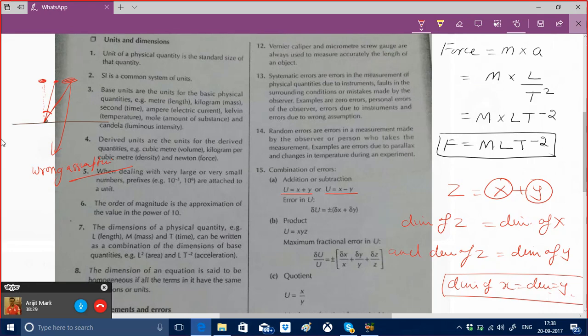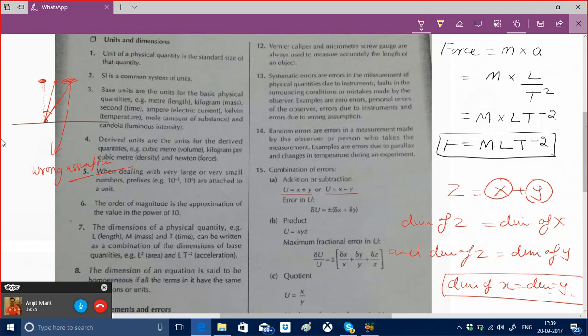Random error means whatever the observer or person does with respect to any type of measurement, okay? Any question? You can also understand it with respect to parallax or change in temperature. How can I explain that to you? Suppose you are doing a chemical practical that is thermal sensitive. If the temperature was 40 degrees centigrade when you took a reading, and suppose instantly there is cloudy weather outside, then 100% the temperature will decrease, okay? And again if you take that reading, there will be a change, okay?